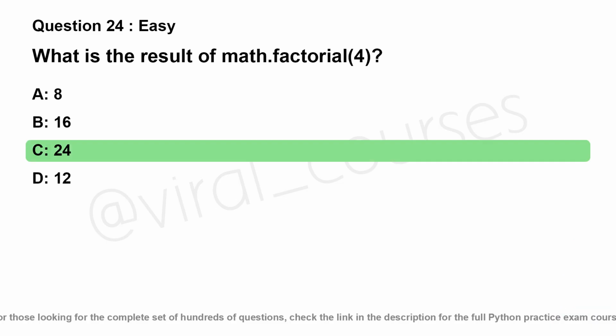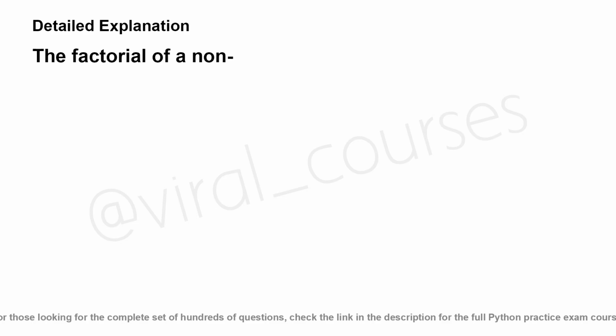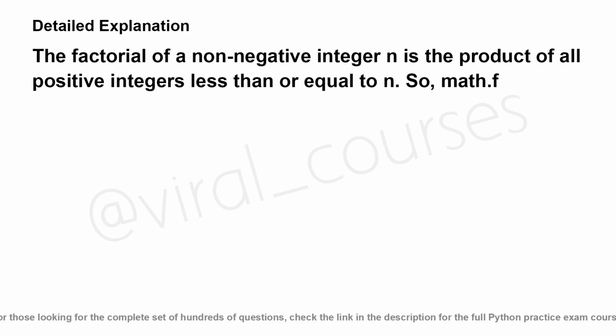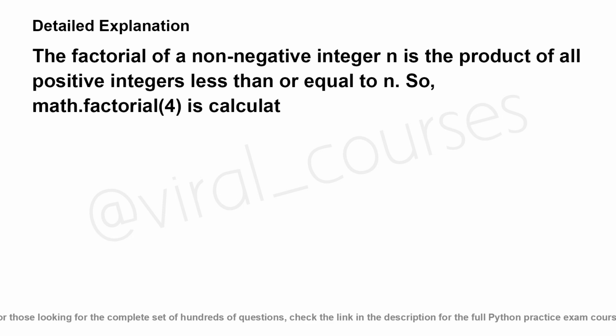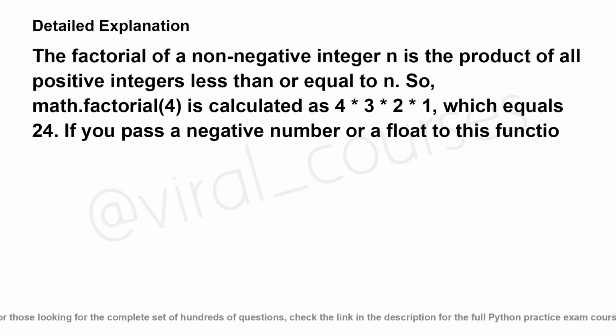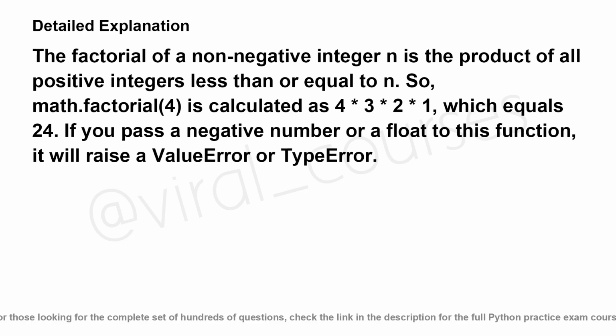The correct answer is C. The factorial of a non-negative integer n is the product of all positive integers less than or equal to n. So, math.factorial(4) is calculated as 4 * 3 * 2 * 1, which equals 24. If you pass a negative number or a float to this function, it will raise a ValueError or TypeError.